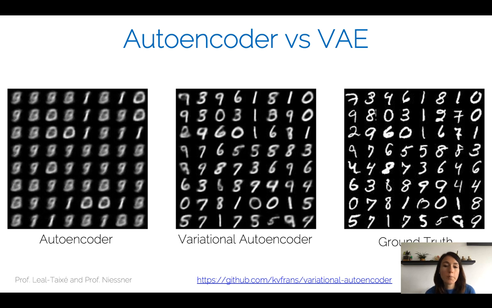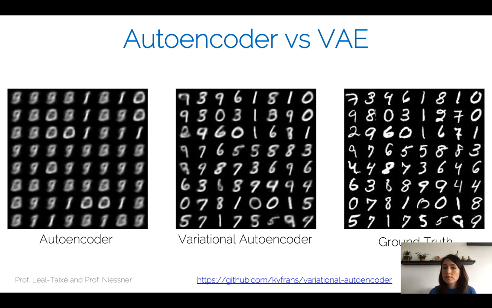Now, if you compare the variational autoencoder output with the autoencoder output, you also see that it's much sharper. This is because the autoencoder, in fact, creates some sort of a mean representation of all the numbers in the bottleneck layer. So when you reconstruct it, you get these blurry representations, and there's also not a lot of variability within these representations.